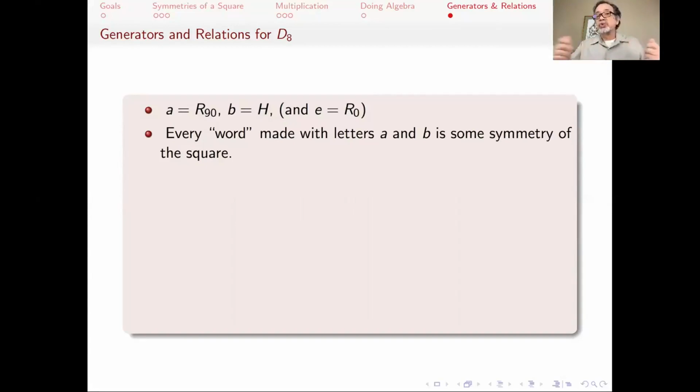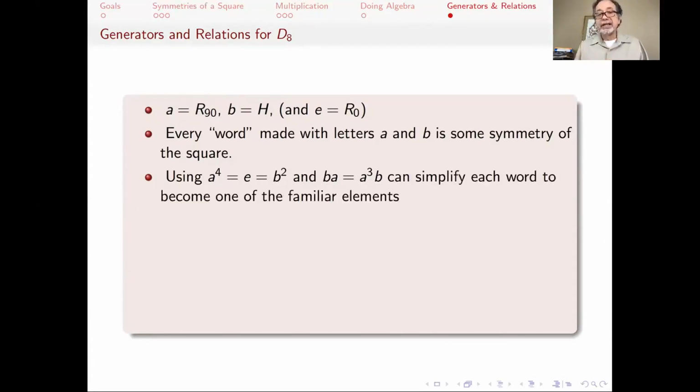By a word, I just mean a string of A's and B's. Every word made with A and B is some symmetry of the square, and we've seen that all symmetries of the square you can make from A and B. Using these relations, you can simplify things. Using A to the fourth equals E and B squared equals E, if A's and B's are right next to each other, you combine and reduce them. Using BA equals A cubed B, you can move an A across B, get A cubed B, you can simplify each word, and all of them are going to be of the form A to the I, B to the J. I can only be 0, 1, 2, 3, and J can only be 0 or 1. When it's 0, that means it's not there.